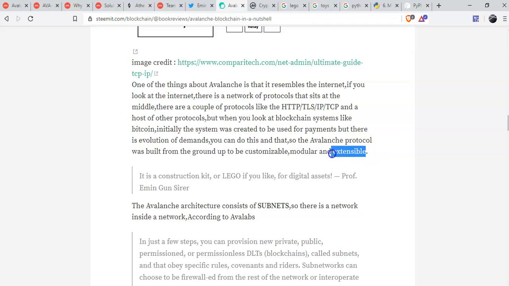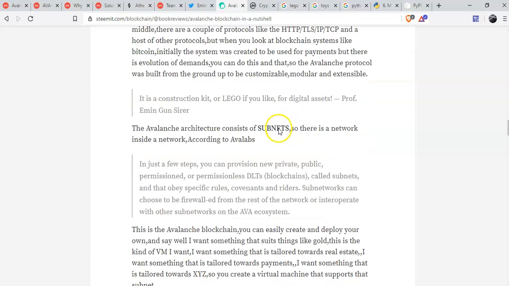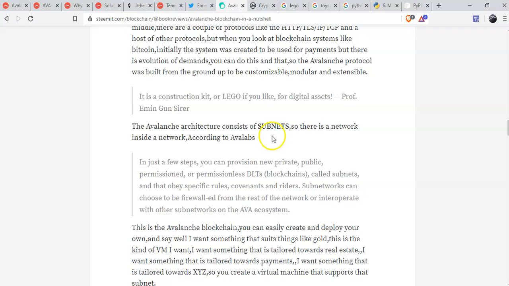Now, we talk about extensible. Extensible has to do with you not being constrained. You can say, well, this particular module on the Avalanche protocol is not something that fits my need. I want to customize it, or write my own extension. That is what this platform is all about. So we'll talk about how it is. Another thing that sets this platform apart is the issue of subnets. Subnets are actually a network.